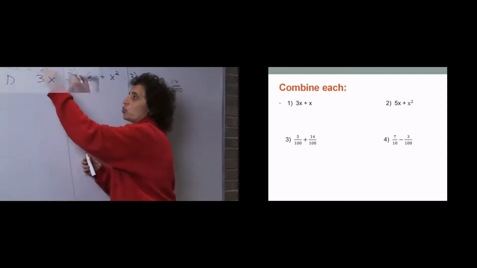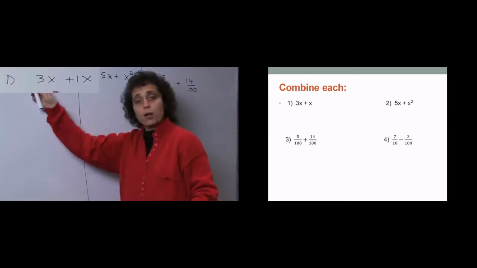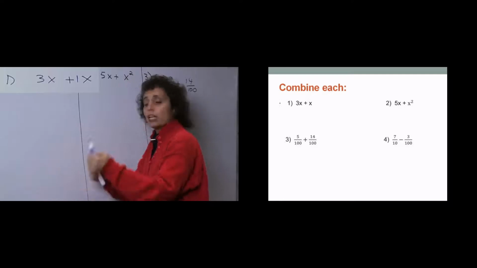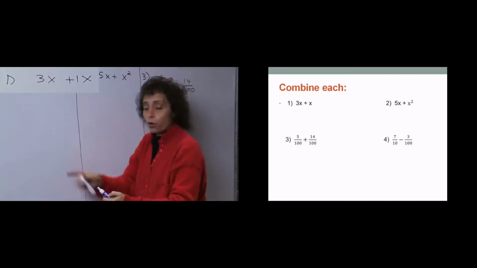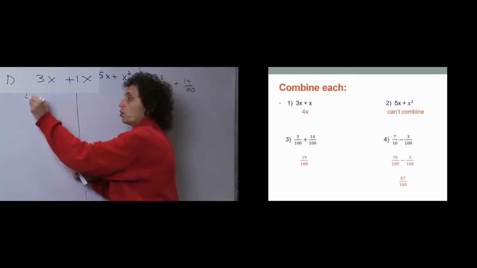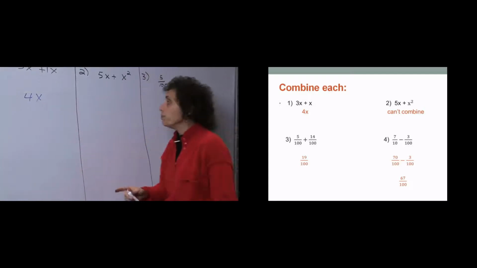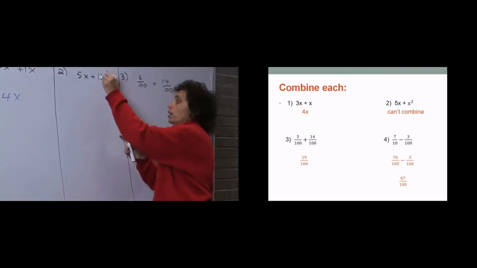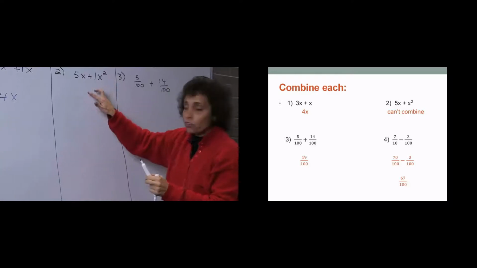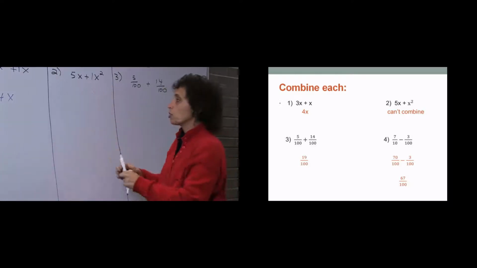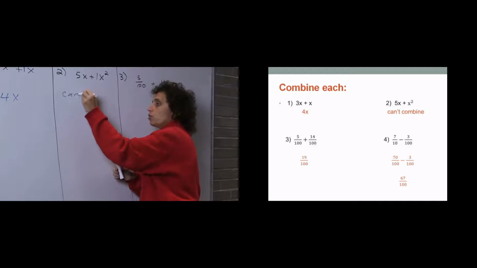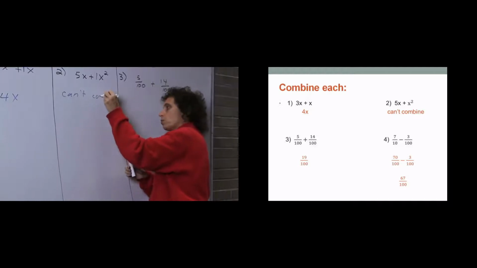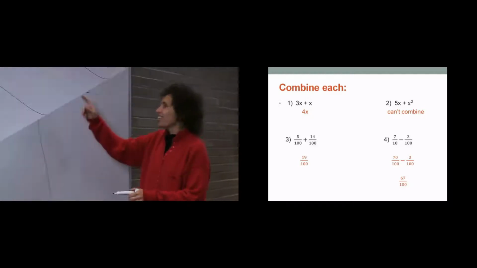Remember, these are like terms, because it's the same variable factor, and you need like terms. All you do is combine the coefficients. So 3 plus 1 is 4, and keep the like term, right? Even though this is a 1 here, I cannot combine these because they are not like terms. So, can't combine, no can do, whatever. So let's take a look at this.